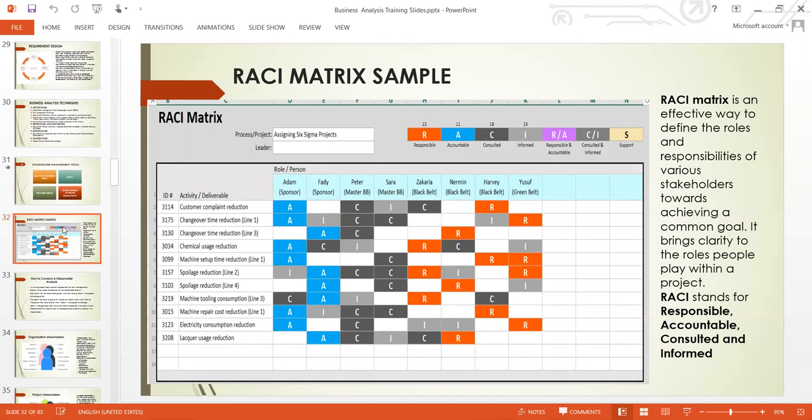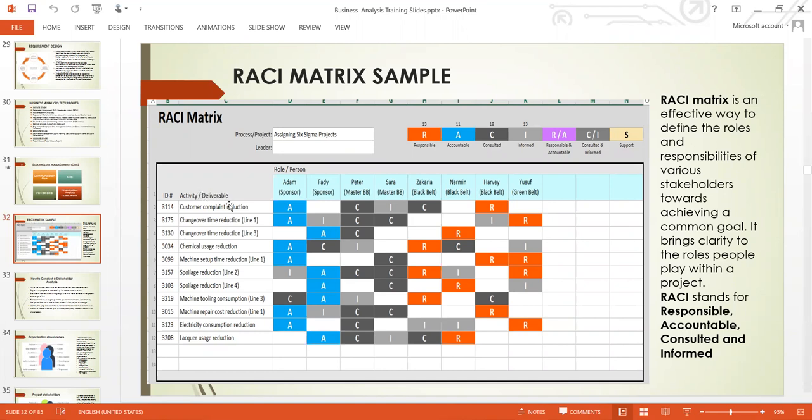RACI matrix. RACI matrix is an effective way to define the roles and responsibilities of various stakeholders towards achieving a common goal. It brings clarity to the roles people play within the project. RACI stands for Responsible, Accountable, Consulted, and Informed. So before you start your project, it's very good to define everybody's role so that everybody will understand what they are going to be doing within the project. And to do that, we use RACI.